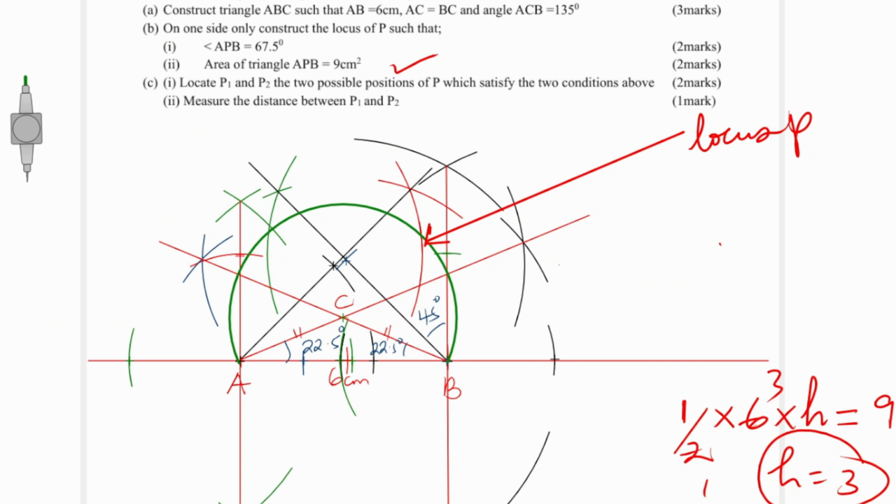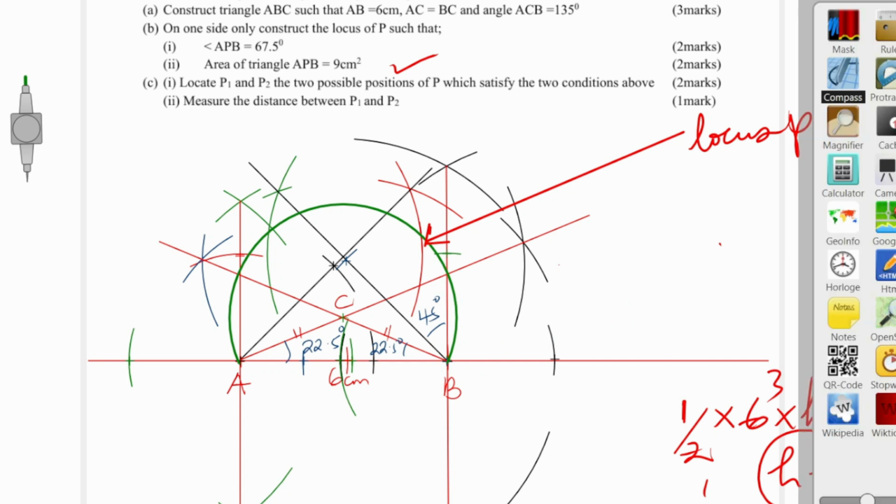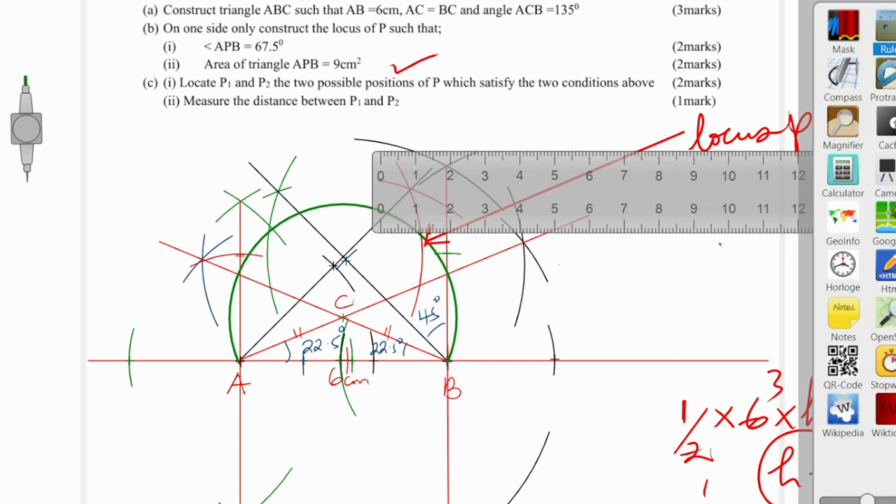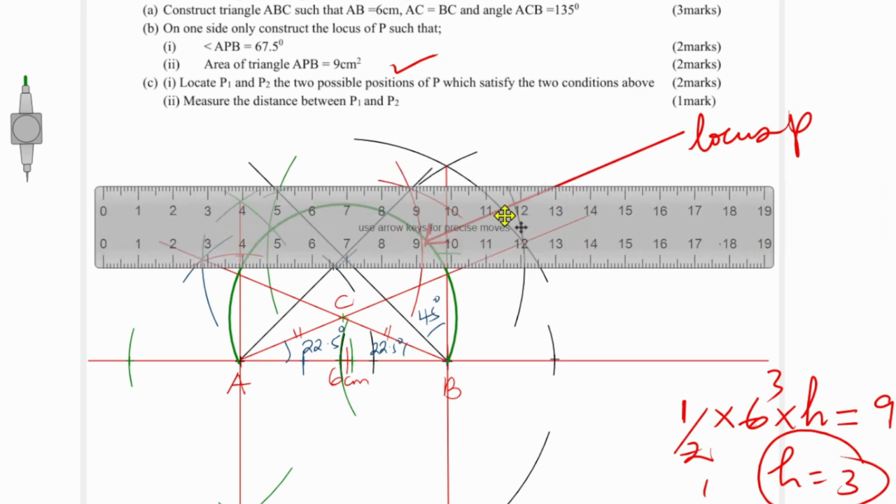You can see already we had a perpendicular, this one is a perpendicular line. Remember the perpendicular distance between two parallel lines should be constant. So this distance here is a perpendicular distance, and this one is also a perpendicular distance since we constructed an angle of 90 degrees. So we simply need to take a measurement of 3 centimeters from that.